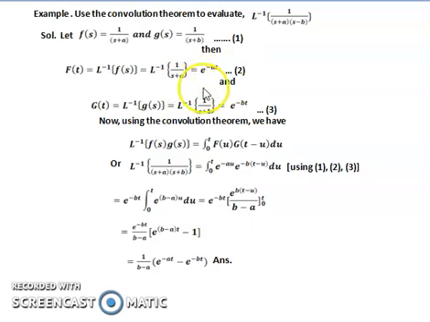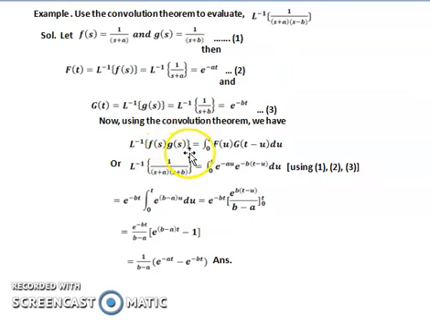This is equation number 2. Similarly, g(t) equal to L inverse of G(s), and L inverse of 1 by s plus b becomes e to the power minus bt. This is equation number 3. Now using the convolution theorem, what is the convolution theorem? L inverse of F(s) into G(s) equal to, you should remember orally what the convolution theorem of the inverse Laplace transform is. Using this theorem, we can evaluate any problems.